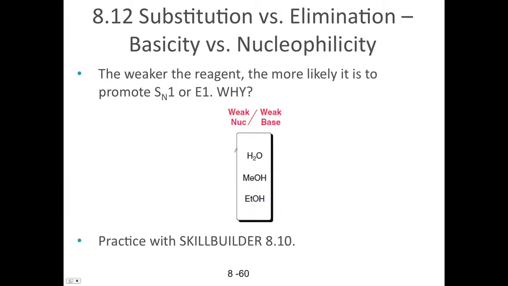The weaker the reagent, the more likely it is for SN1 or E1, because these things promote ionization of the electrophile. These guys here want to promote a carbocation formation.